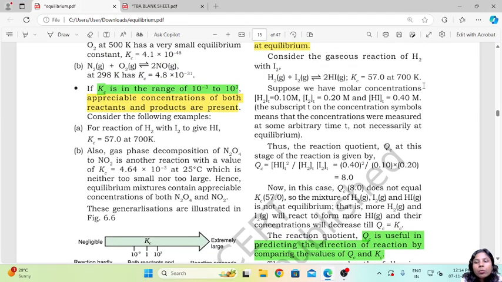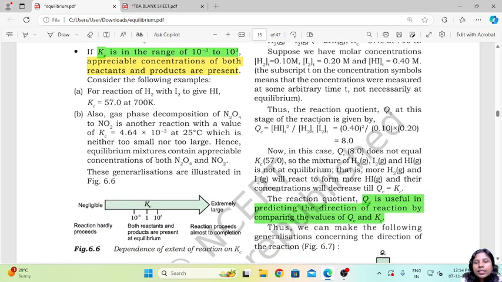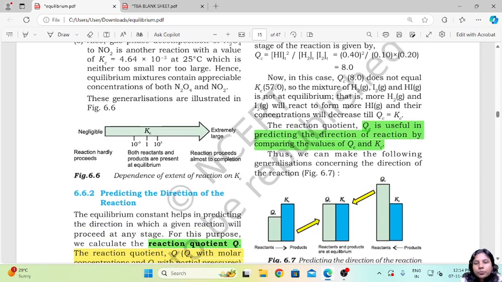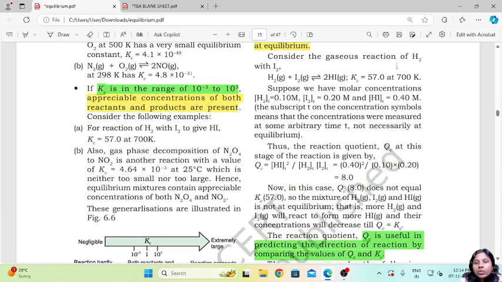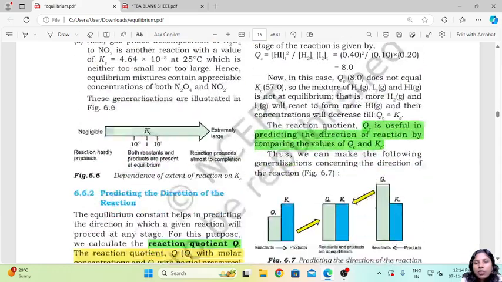Now suppose the molar concentrations of all the reactants as well as the products are given. Thus the reaction quotient Qc at this stage of the reaction, on calculating, comes to be 8.0. Now in this case Qc does not equal Kc. Here Kc is 57 and Qc is 8. So which is greater? Kc is greater here, and if Kc is greater, what did we say? That the reaction will proceed in the forward direction.